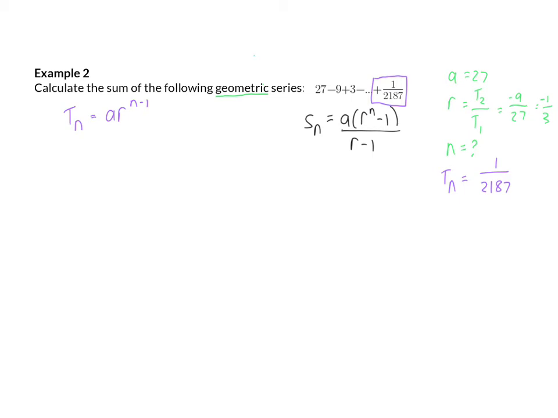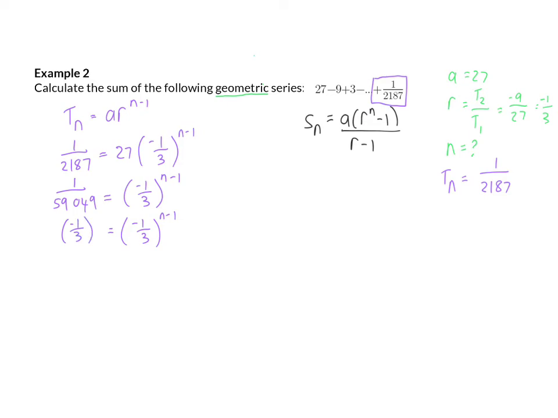So let's start substituting. Tn is 1 over 2187. A, our first term, is 27, and R, our constant ratio, is minus a third. I'm going to start off by dividing by the 27 on the left to get 1 over 59,049. And now, because I want to solve n in the exponent, I once again need to get my base numbers the same. So I want to rewrite the left as minus a third to the power of something.